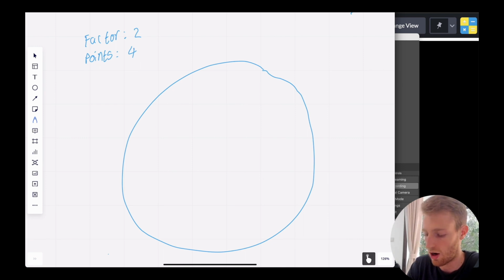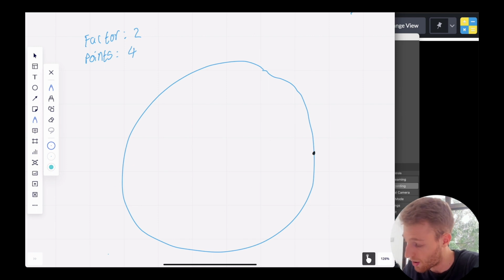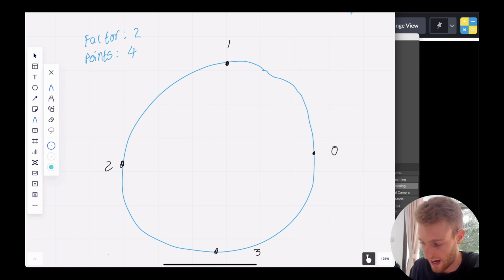What we are going to do is we're going to label these points. We're going to equally distribute these points along the circle. So these are my 4 points. And we're going to label them from index 0. So this is 0, 1, 2, 3. And we're going to draw a line from each point to each other point based off of our factor.